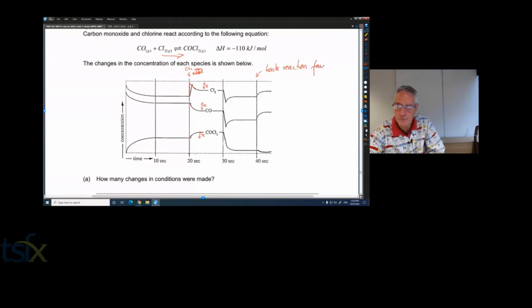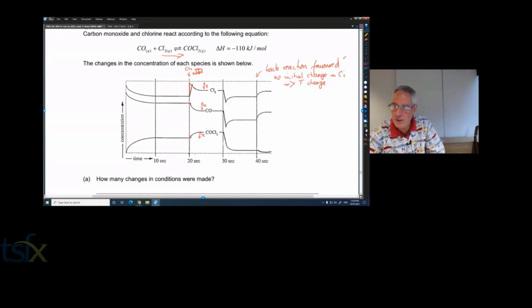Why? All right, why would the back reaction be favoured? There was no initial change in concentration of anything. And note that on a graph, that implies there was a temperature change. So why would it have favoured the back reaction?